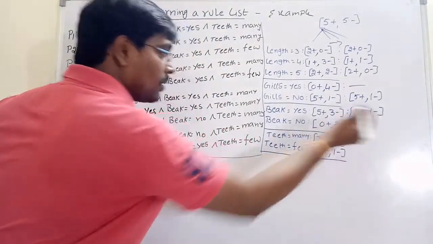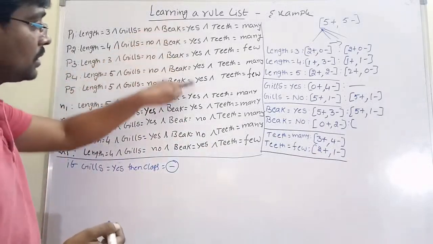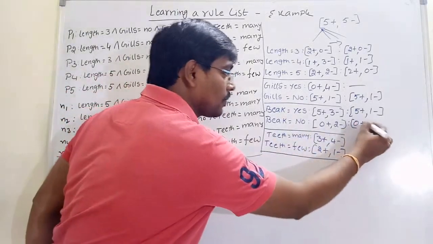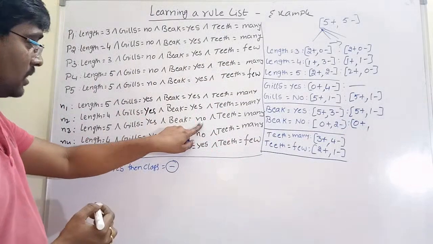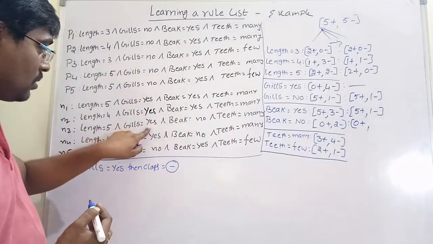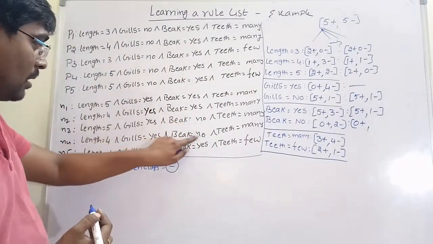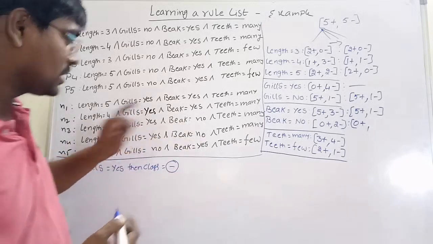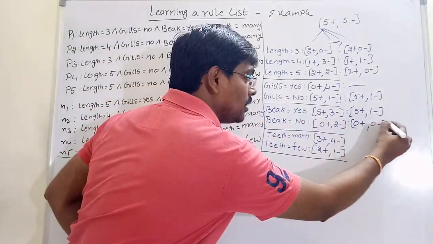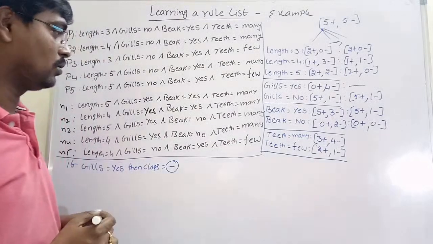Now, bake is equal to no means we have 0 positives. Bake is equal to no means this one. For this one, gills is equal to yes. Eliminate this statement. Bake is equal to no, gills is equal to yes, this statement is also eliminated. 0 positives and 0 negatives.